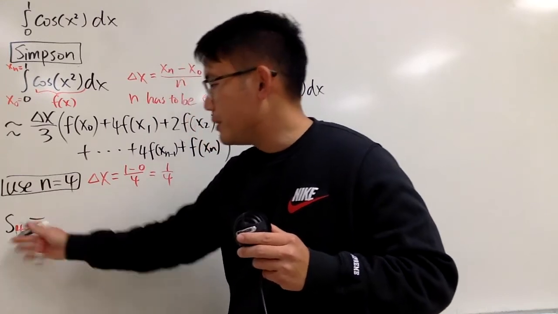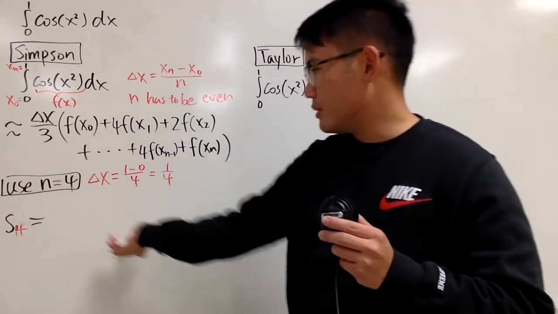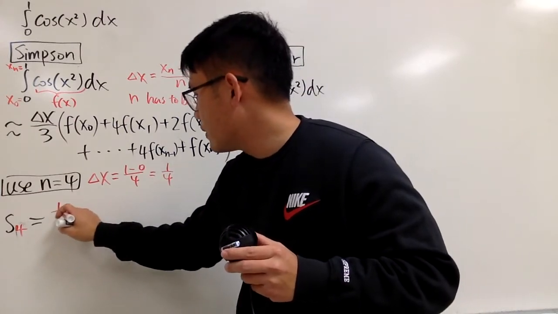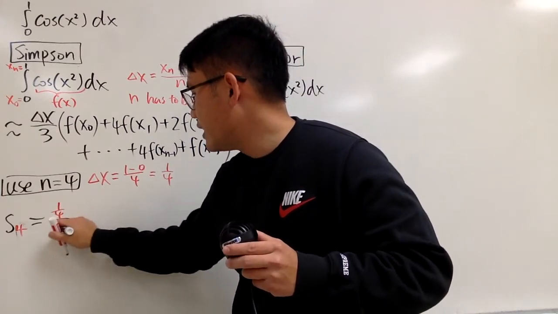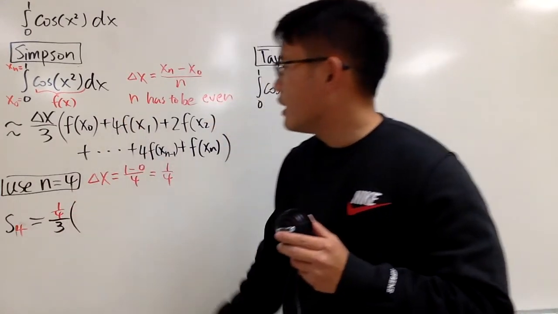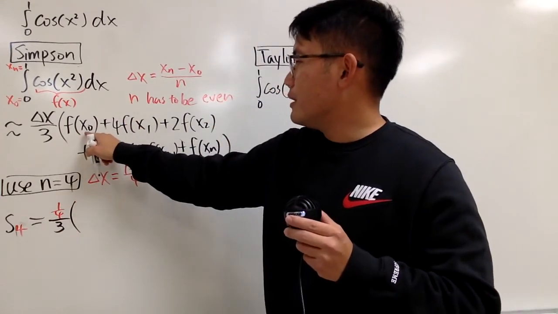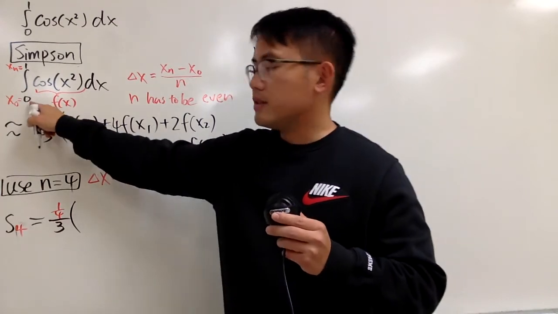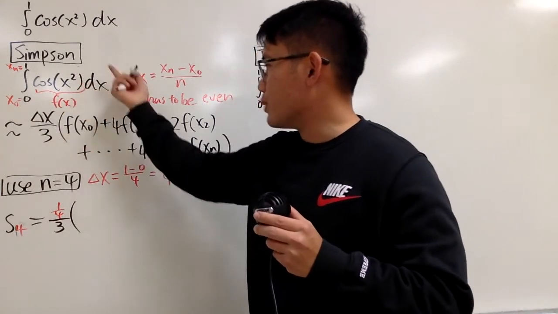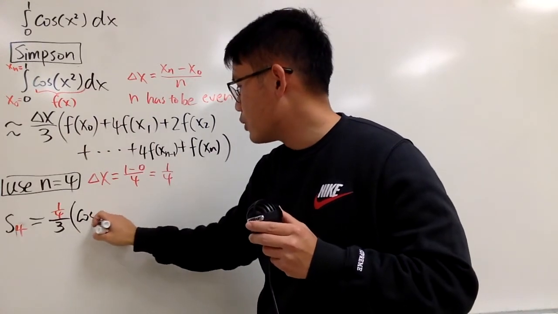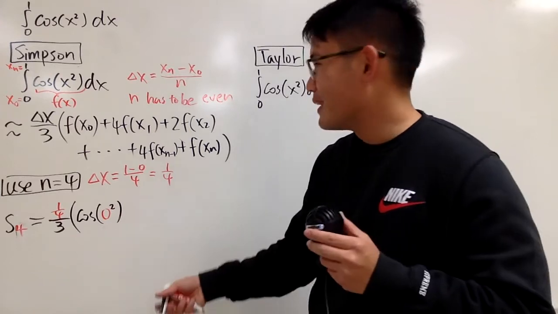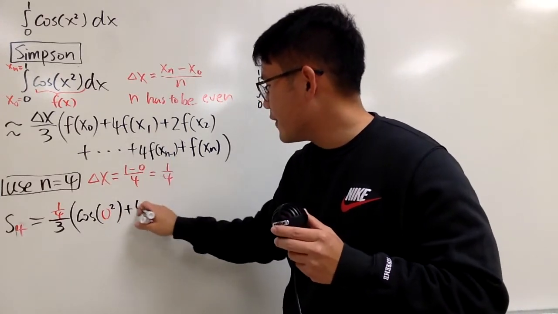This is equal to, because this is the name of the Simpson's formula, delta x, which is just 1 over 4, and then you always divide it by 3, all right? And then you are going to multiply by, okay, what's f of x naught? Well, x naught is 0, so we just have cosine of 0 squared. So perhaps I just put this down, cosine of 0 squared. That's the first, and then next you add 4.